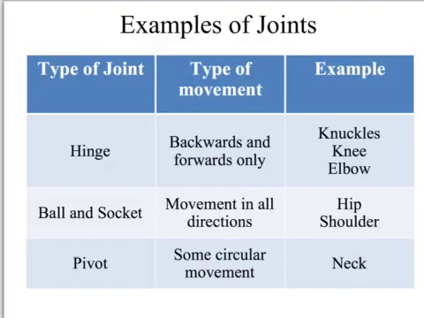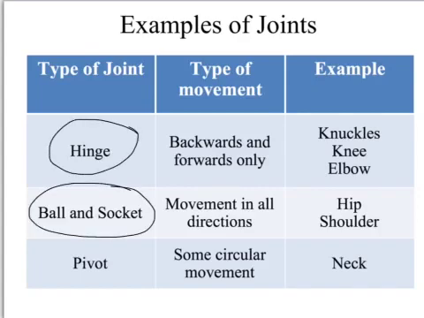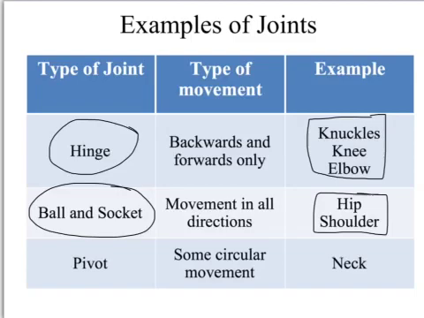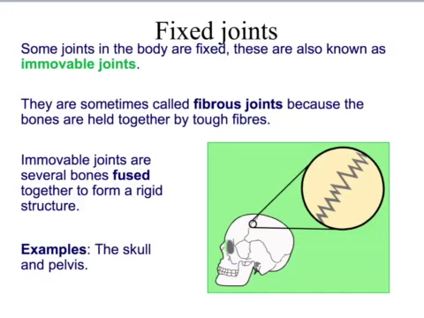Now we're going to have a look at different examples of joints, and the two that you need to know about for this specification are the hinge joint and the ball and socket joint. Although there is another one that we're going to mention, the pivot joint, and we're also going to have a look at some fixed joints. The hinge joint, for example in our knuckles, knee and elbow, only moves backwards and forwards, whereas a ball and socket, such as our hip and shoulder, will move in all directions. We do have some pivot joints, which have circular movements, such as in your neck. We've also got some fixed joints, and these are immovable joints.